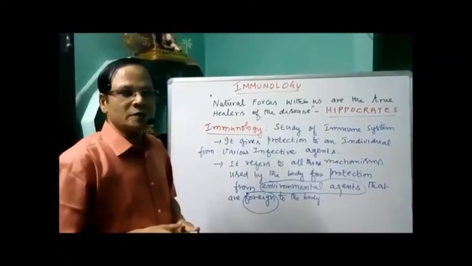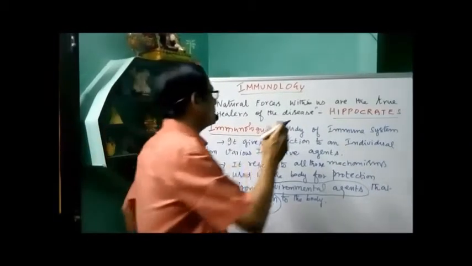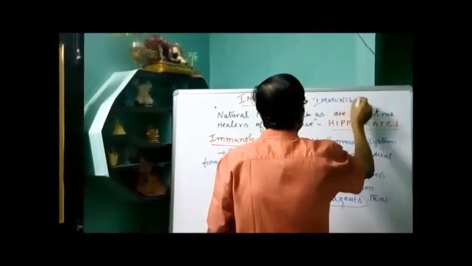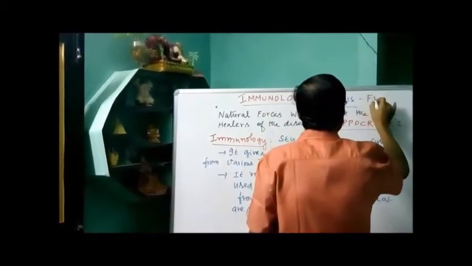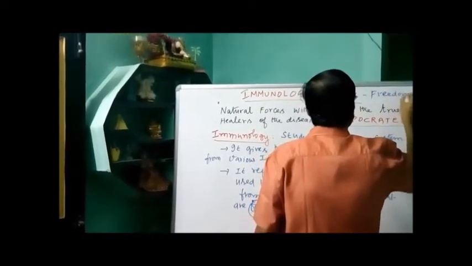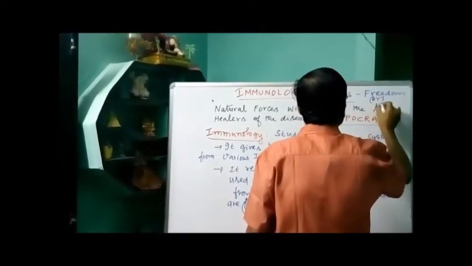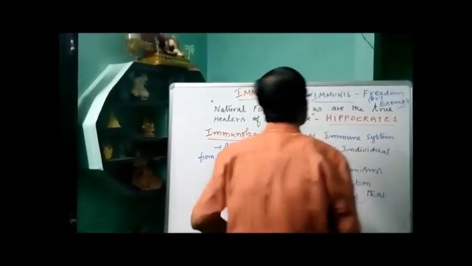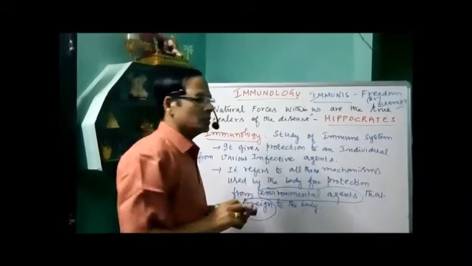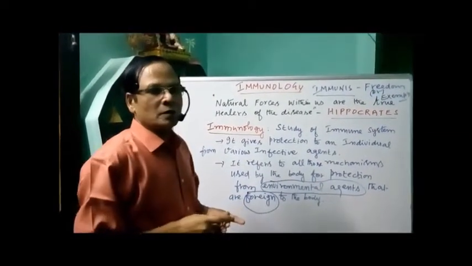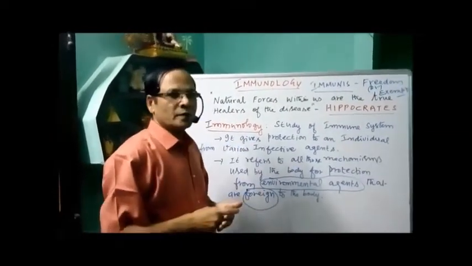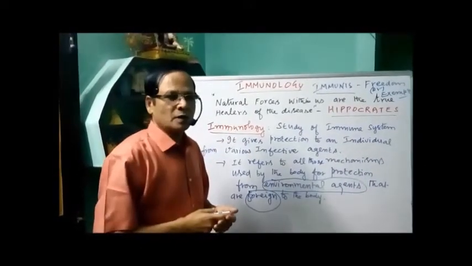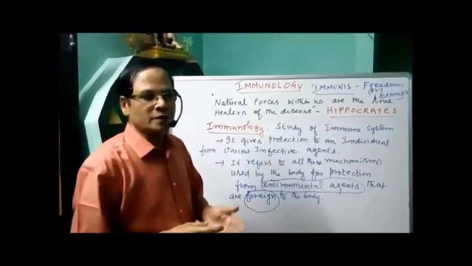The word immunity is derived from Latin, that is immunis. The meaning for that word is freedom or exempt. Freedom or exempt, that is the meaning of immunity. So the ability of the body against various infectious diseases is called immunity. It is also called body resistance.